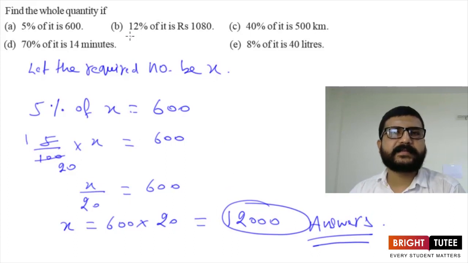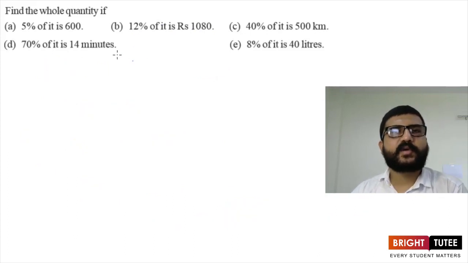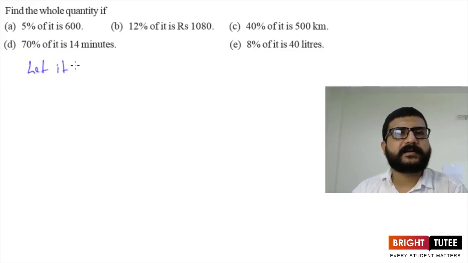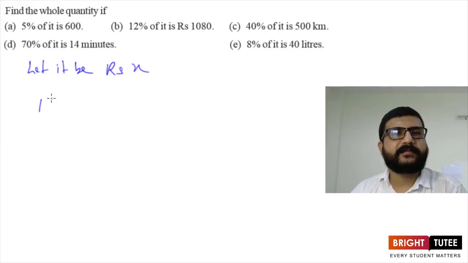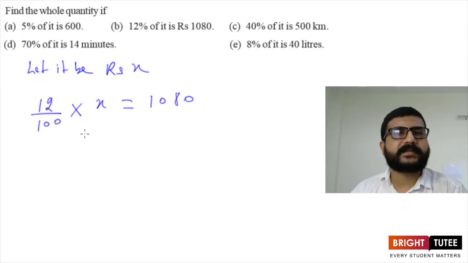The next one here is 12% of it is rupees 1080. 12% of how many rupees will be 1080? We have to find that. So let it be x rupees. Let it be rupees x. So now we are having 12% means 12 upon 100 of rupees x is equal to 1080.